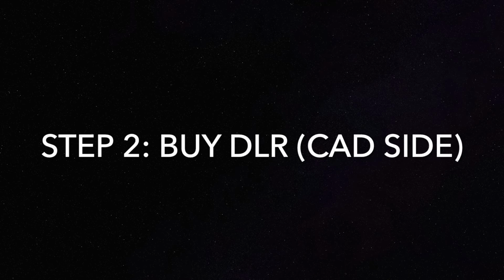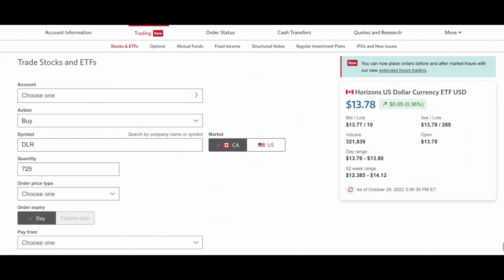And the next step is you're going to buy DLR on the Toronto Stock Exchange in the CAD side of the account that you're working in. Again, we're assuming the TFSA here, but it could be any of the 3 accounts. So what you're going to do is when you log in to the Investors Edge platform, on the top header, you're going to see a trading tab. You're going to click on that.